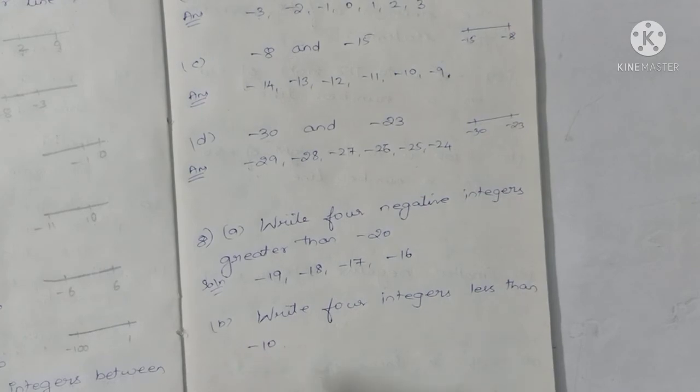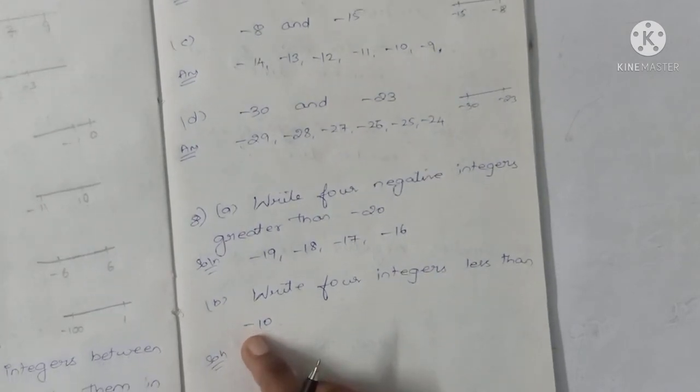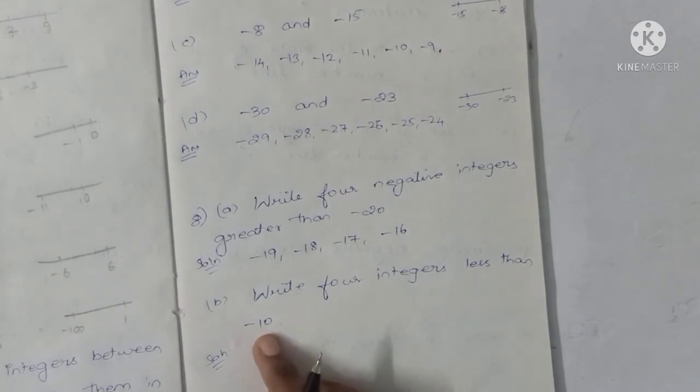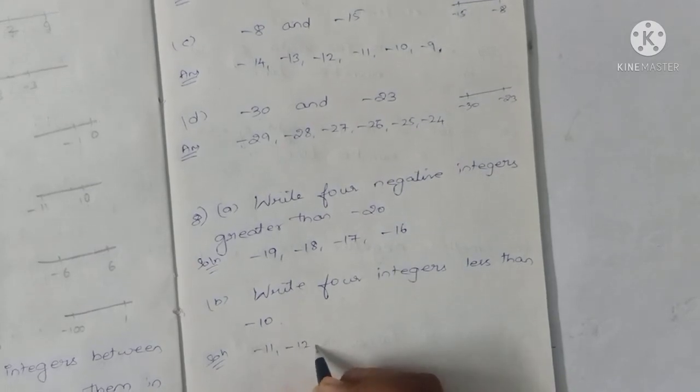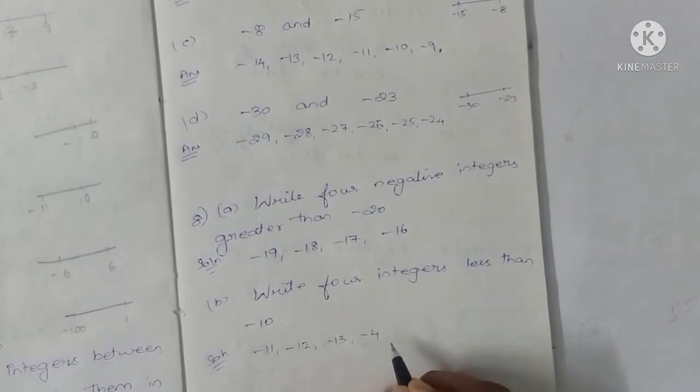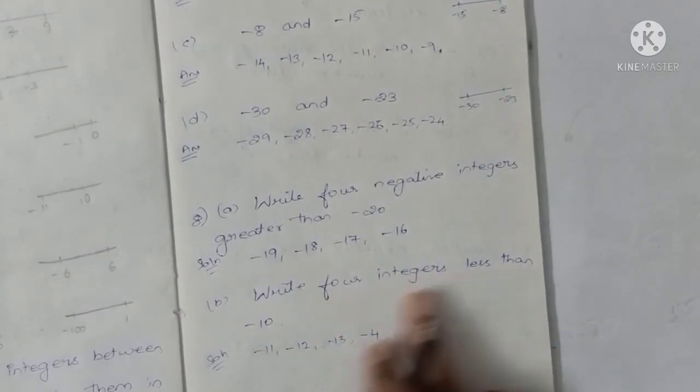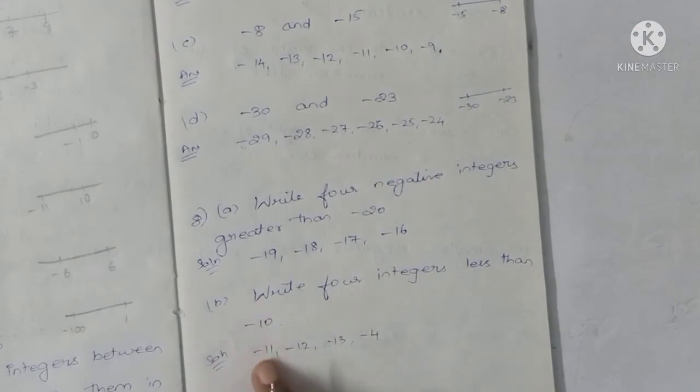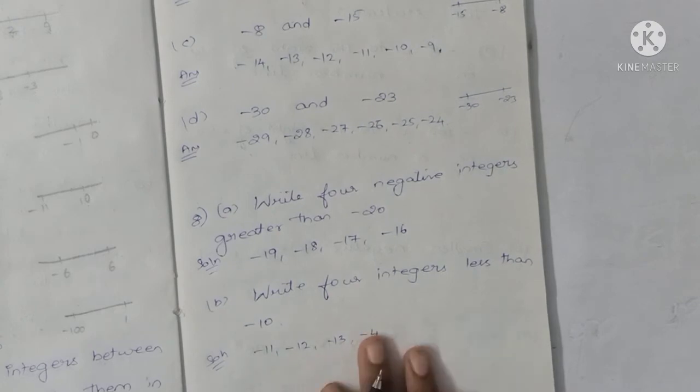Minus 10 விட கம்மியா 4 numbers நம்ம எழுதணும். If it is 10 means then what will be the answer? 9, 8, 7, 6, isn't it? But it is minus 10. So what will be the answer? Minus 11, minus 12, minus 13, minus 14. So 4 integers less than minus 10. Minus 10 விட கம்மியா இருக்கிற 4 integers. Minus 11, minus 12, minus 13, minus 14. So this is the answer for sum number 8.